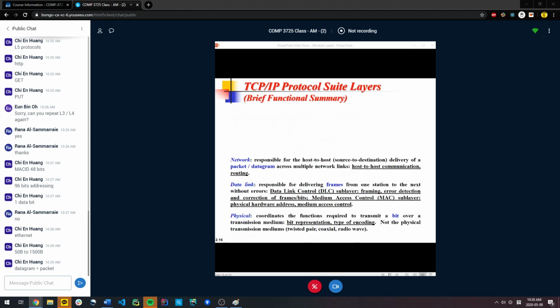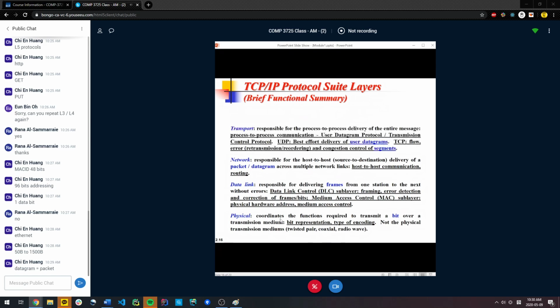Layer 4, as I said a few minutes ago, allows you now to achieve process to process, which means application to application. So, i.e., web server to web browser, YouTube server to YouTube client. That's what I mean by process to process. There are two ways of achieving that. I did not want to complicate the technologies, but there's a reliable way of doing it called TCP, and there's an unreliable, what we call best effort, way, which is called UDP.